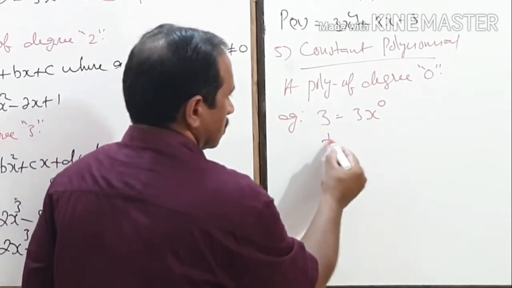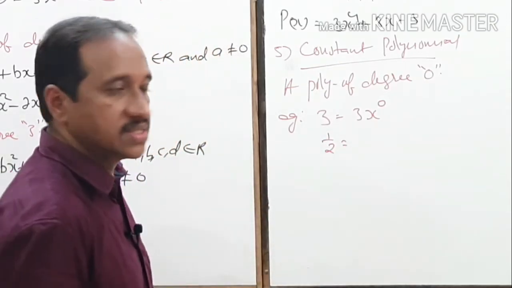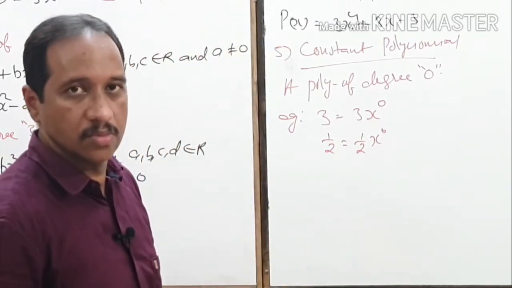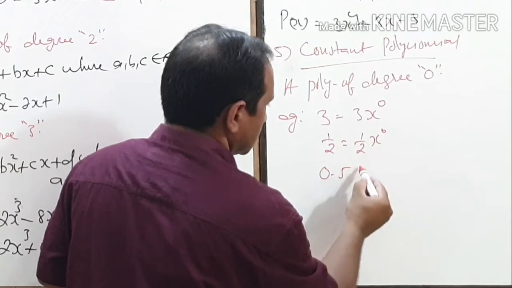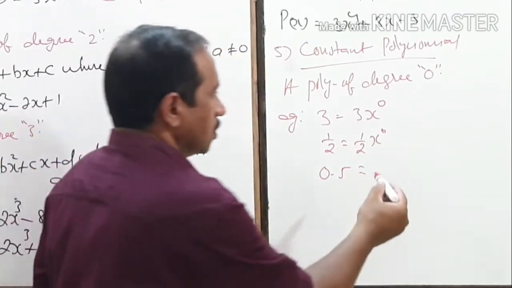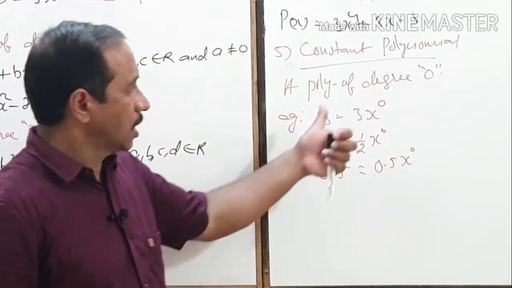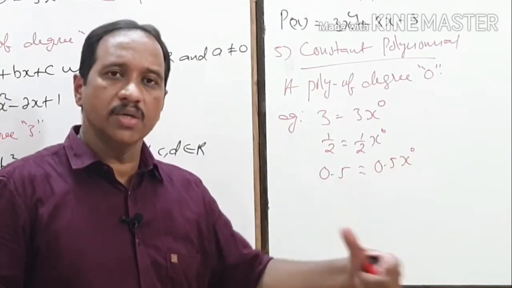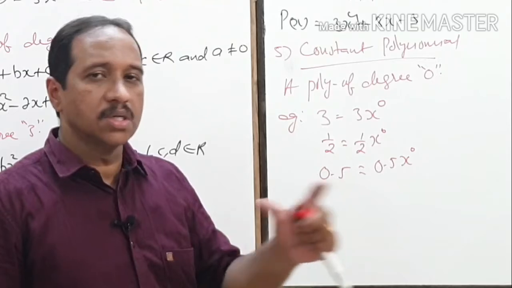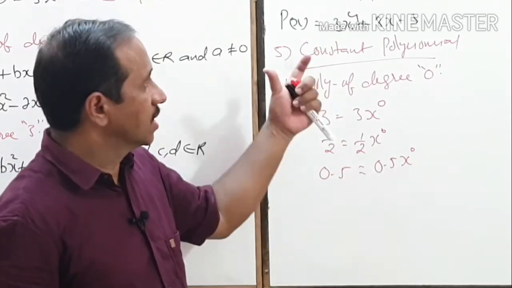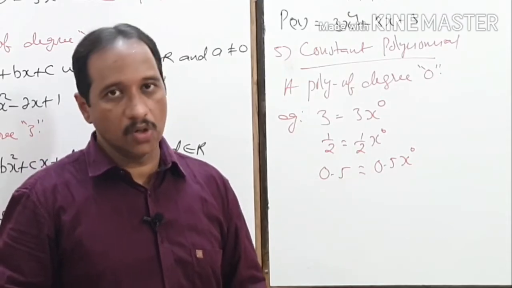Another example, 1 by 2. 1 by 2 is equal to 1 by 2 x raised to 0. 0.5 is equal to 0.5 x raised to 0. Here I used the variable x. You can use any variable. That will not change the value of these constants. So every constant is a constant polynomial.